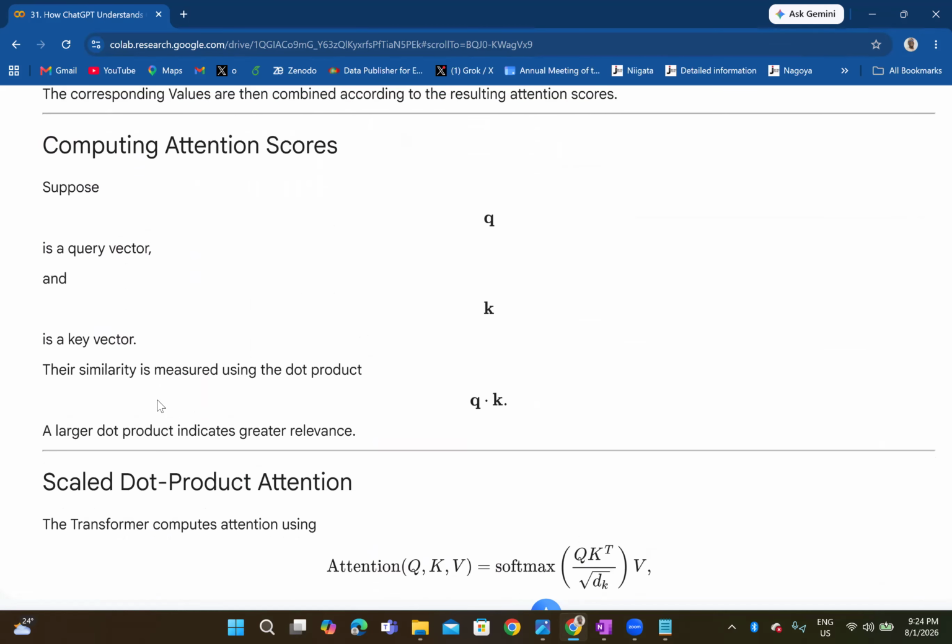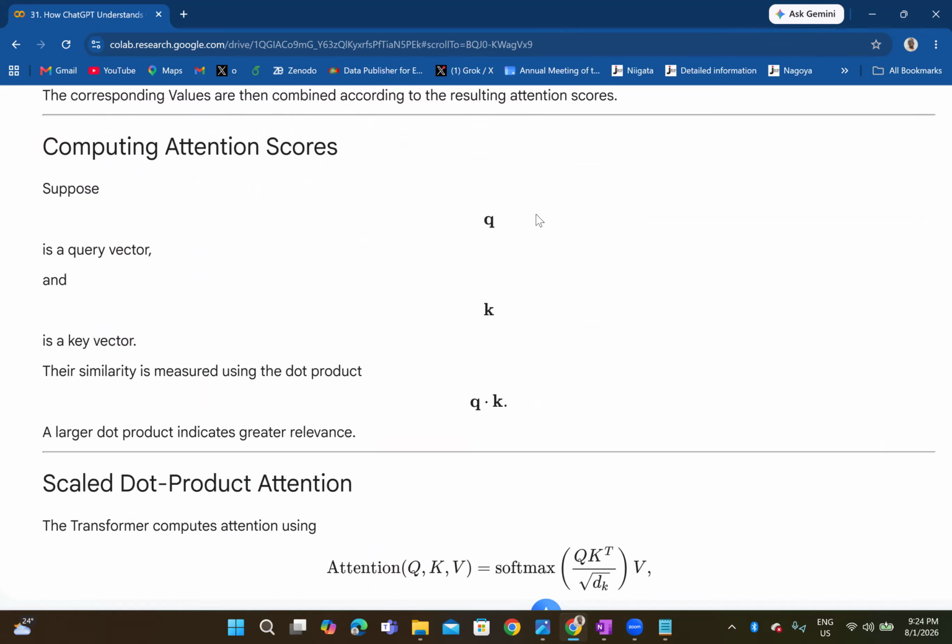Then, talking about computing attention scores, suppose Q is a query vector and K is a key vector. Their similarity is measured using the dot product Q · K.